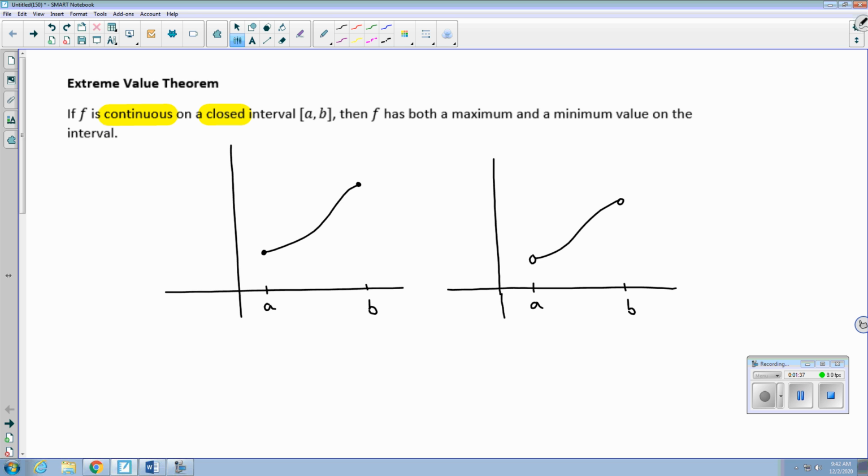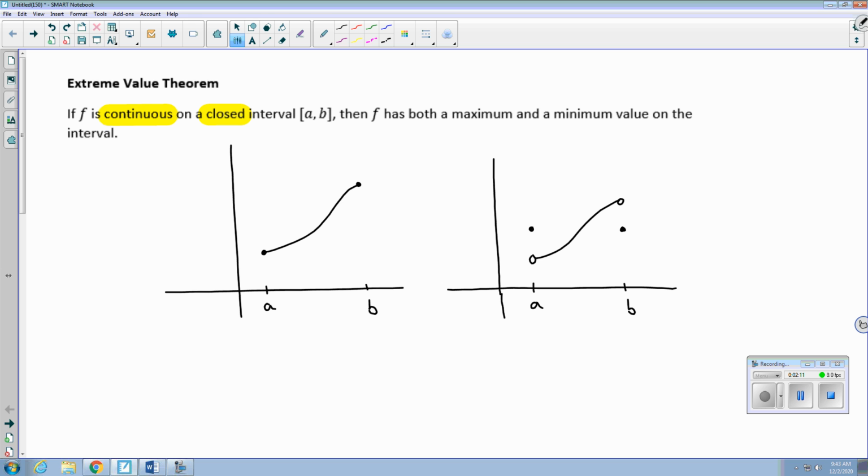this function never takes on a maximum or a minimum value from a to b, because in this case, where we would expect the max and min to occur would be at the endpoints. And because those endpoints don't exist as function outputs for this specific interval, it doesn't take on a max or min. So for this extreme value theorem to hold, it would be necessary that we have a closed interval from a to b.